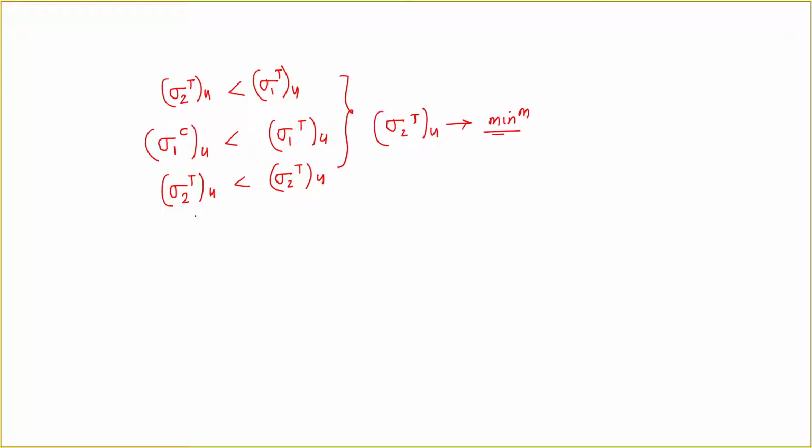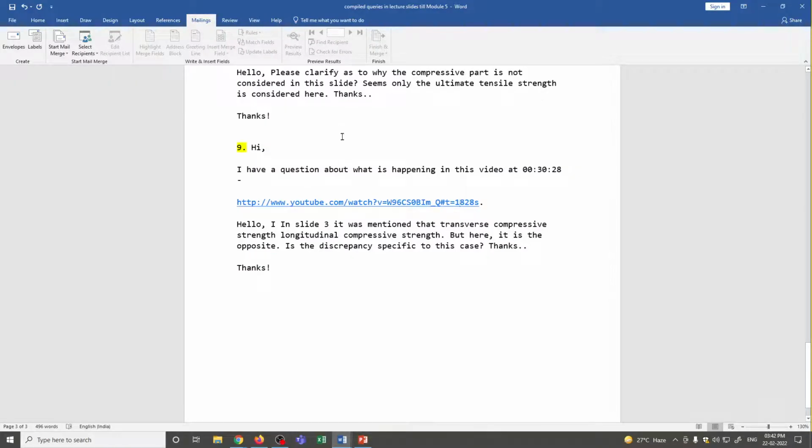So please read it like this: longitudinal compression strength is less than longitudinal tensile strength, and transverse tensile strength is less than transverse compression strength. Instead of that one line, there should be two lines. Okay, we'll send you the corrected slides also. Yeah. Next, any other question?